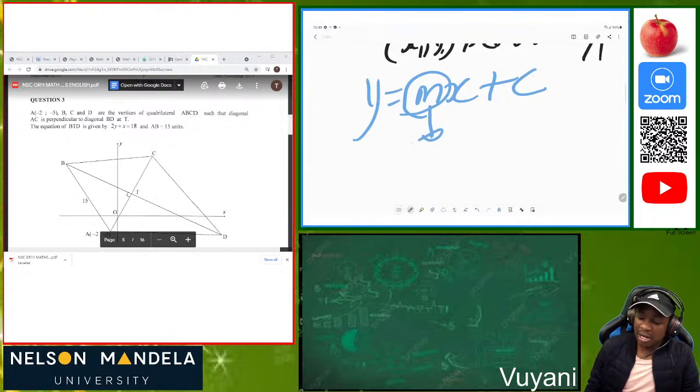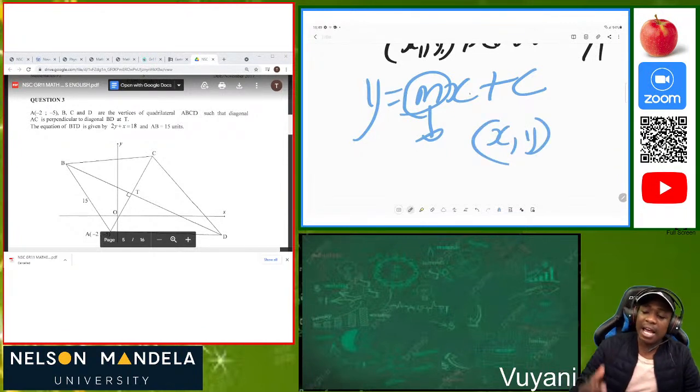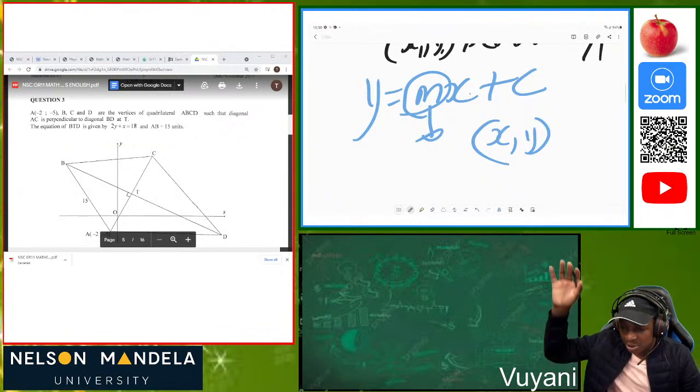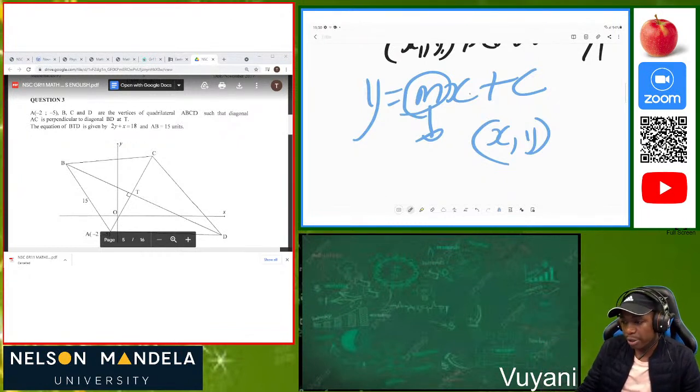And after that, you can replace x and y by saying that you are having x and y as one of the coordinates in the line which you are told to determine the equation of the line. Then you can calculate the constant value c. Then after that, you can substitute back the constant into the original equation.